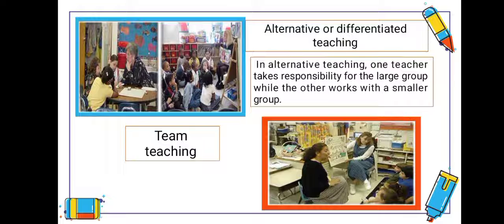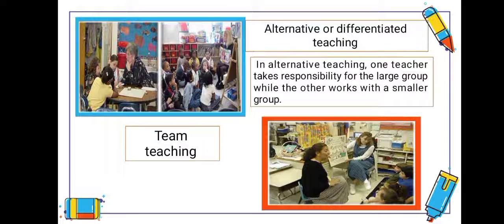So, in this alternative or differentiated teaching, the large group will receive mostly the same lesson because there are a lot of students, other than in the small group, where the students will receive a different lesson.